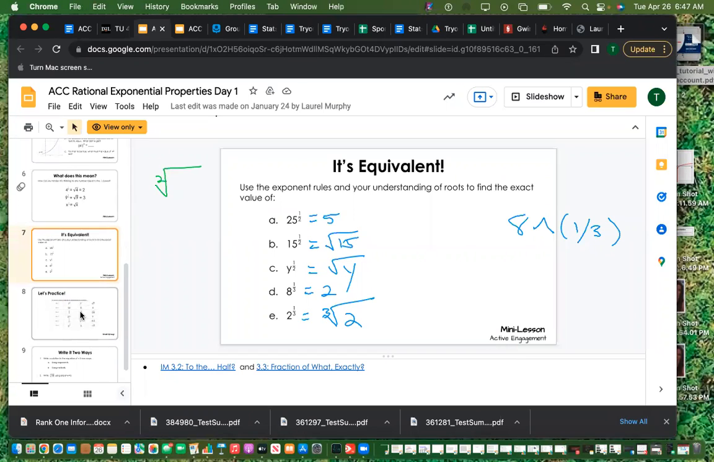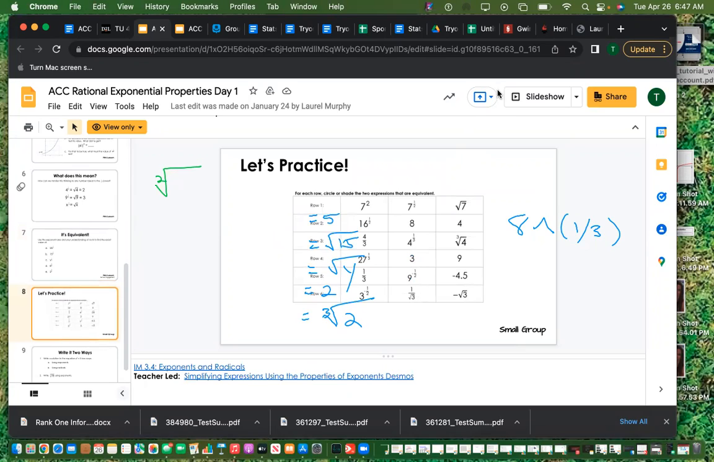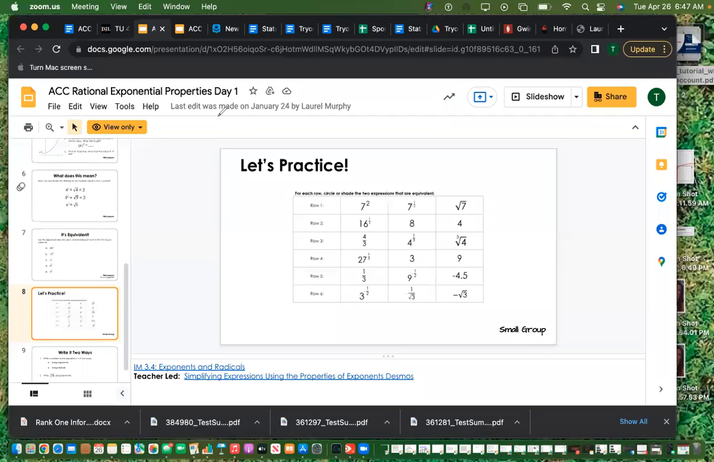So I want you to get some practice in. Okay. And basically for each row, circle or shade 2 expressions that are equivalent. So for instance, in row 1, what you're going to do is pick the 2 that are the same. That would be 7 to the 1/2 and the square root of 7. So you're going to do that for all these other rows. Go ahead and pause the video and try it on your own. And then I'll have the answers in just a second.